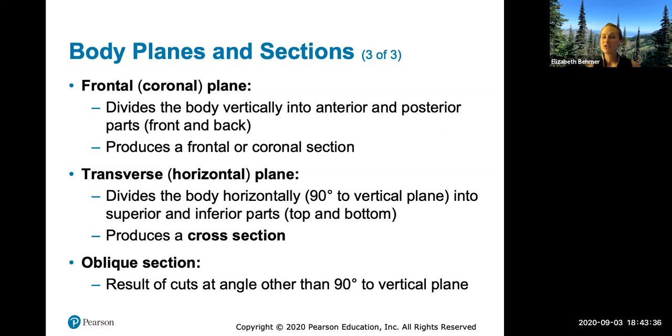A transverse, the horizontal plane, divides the body horizontally into a superior and an inferior part. And this is what we call a cross section. And then we have an oblique section. This would be a cut through the body at any sort of angle. So kind of at an oblique angle, something that wouldn't be completely perpendicular to the body. That would be oblique.